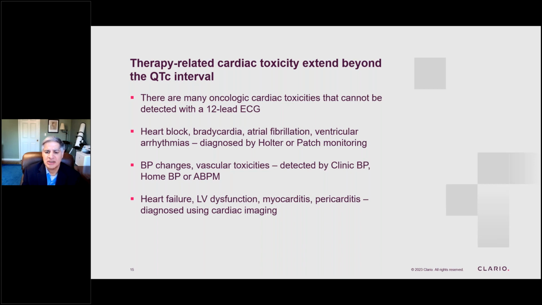Blood pressure changes and vascular effects from oncologic agents are also a common effect. These can be detected by clinic blood pressure, home blood pressure, ambulatory blood pressure. We're really looking for large changes in this effect, just like with the QTc in phase 1/2 oncology trials. And then finally, myocardial and pericardial effects from these agents. Heart failure, LV dysfunction, or pericarditis is something that we can usually assess with imaging, and also use some biomarkers that can help detect these earlier. We'll talk a little bit about that.